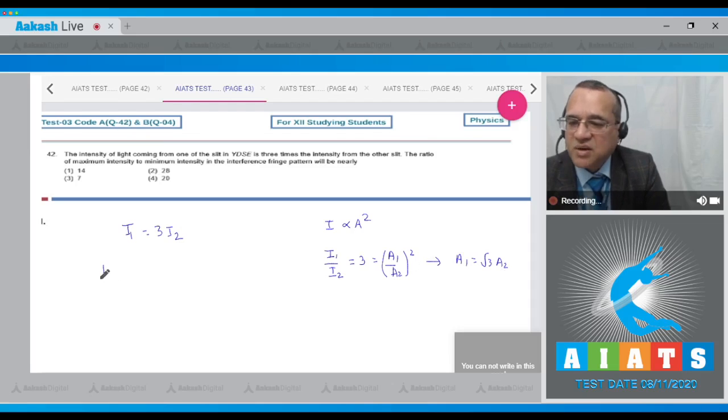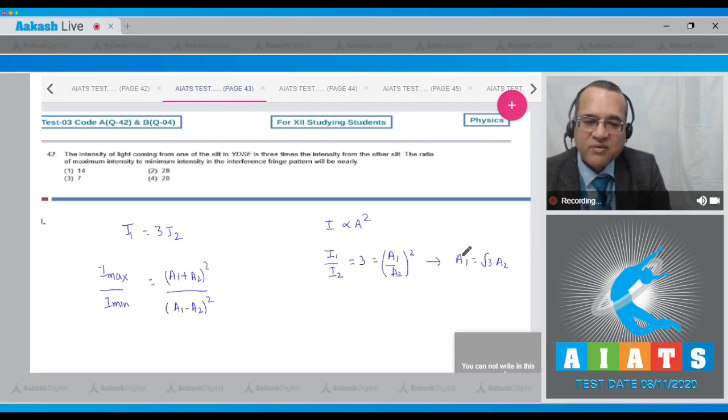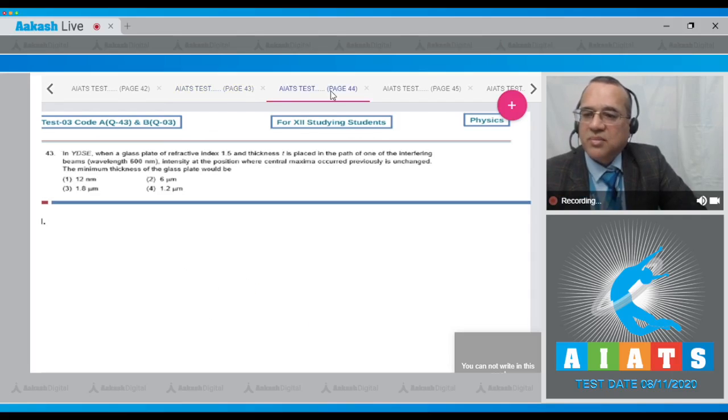To get the maximum intensity to minimum intensity, the formula is I max to I min is equal to (A1 + A2) whole square, and in minimum (A1 − A2) whole square. Fill A1 like this: (root 3 + 1) square over (root 3 − 1) square. This comes to be 14. Therefore, the answer is 1.